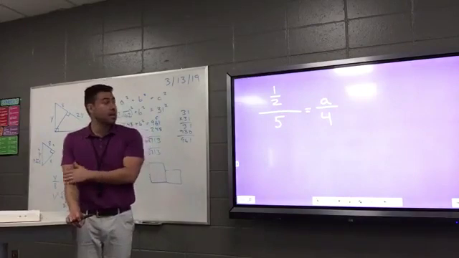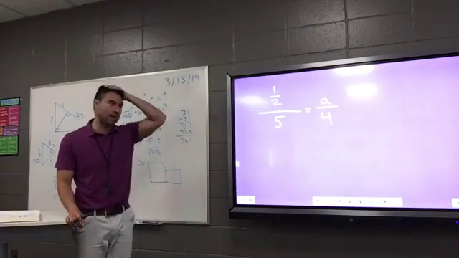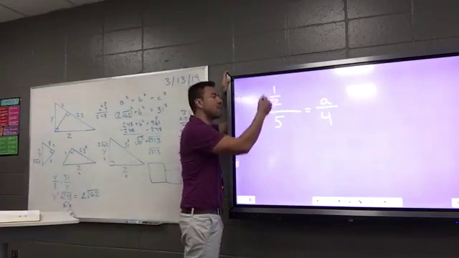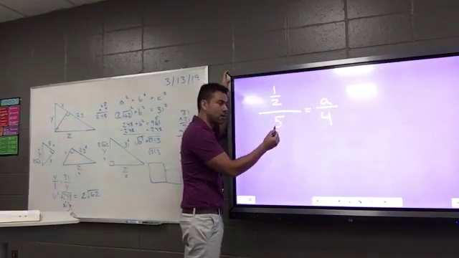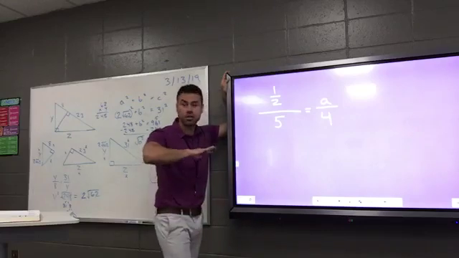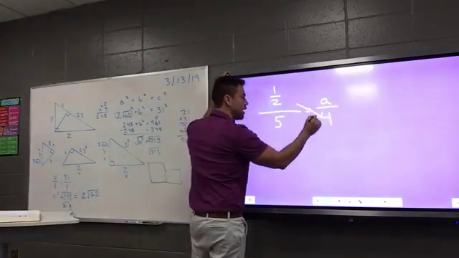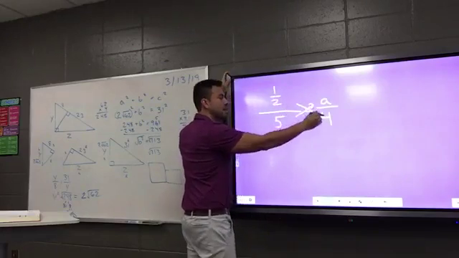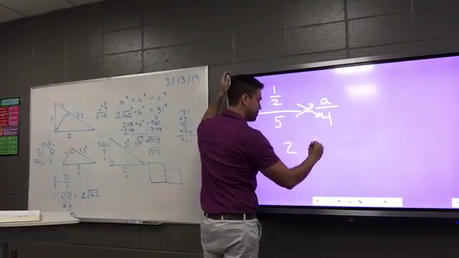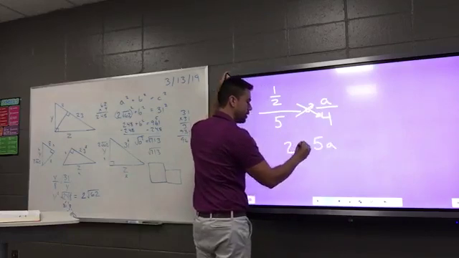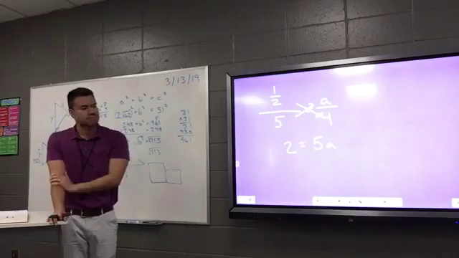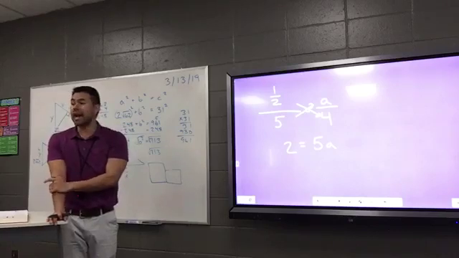I don't mind that. You're looking at this, you're like, wait, that's not even a fraction. That's like a double fraction. It is a fraction over a number, but it's still one fraction. And you still do the same thing. I'm going to cross multiply. So what's 1/2 times 4? 2. What's 5 times A? 5A. Now, they should be equal, shouldn't they? No way.